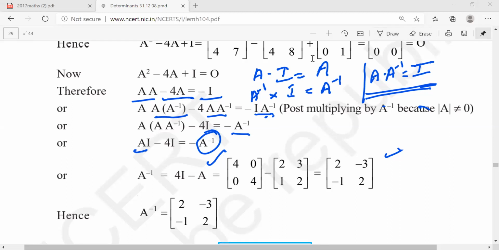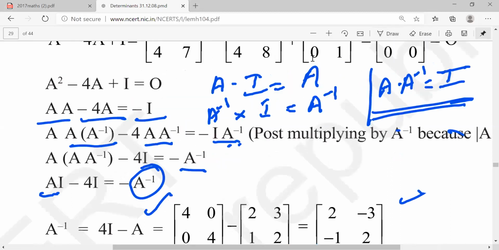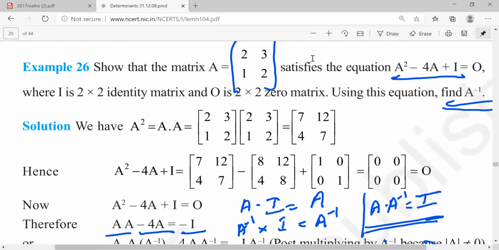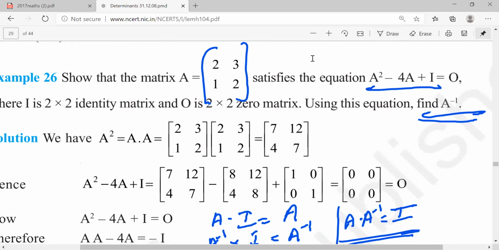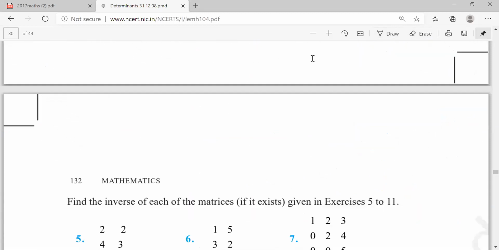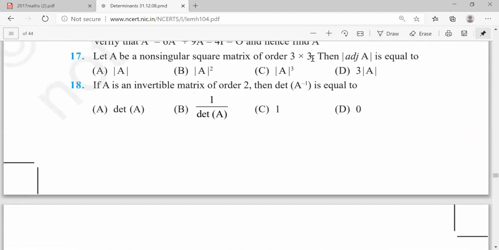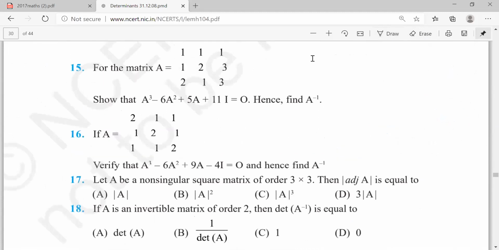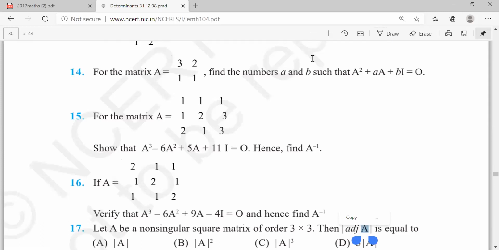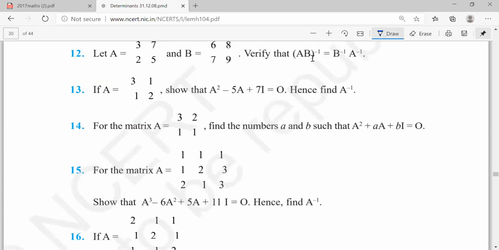Guys, the only secret of this question is to multiply A inverse throughout this equation. If you get any questions like this, and this question is going to come for your board exam. So example question 26, I'll show you the questions which will come for the board exam: question number 26, then exercise questions 15, 16 will come for the board exam.